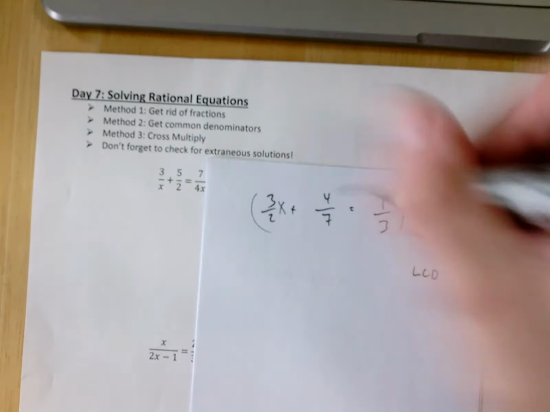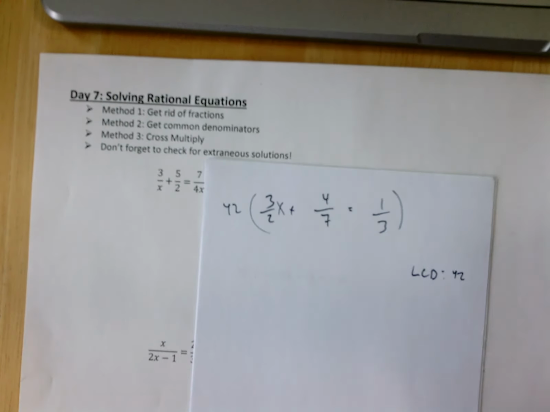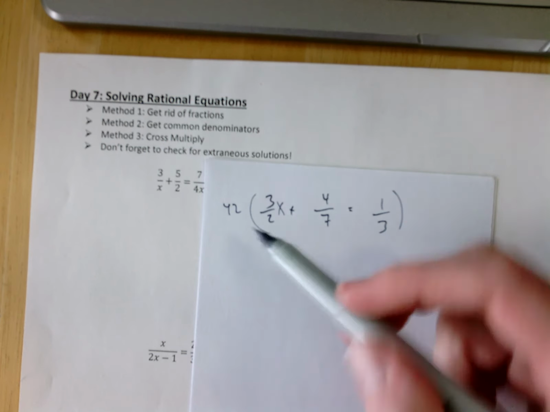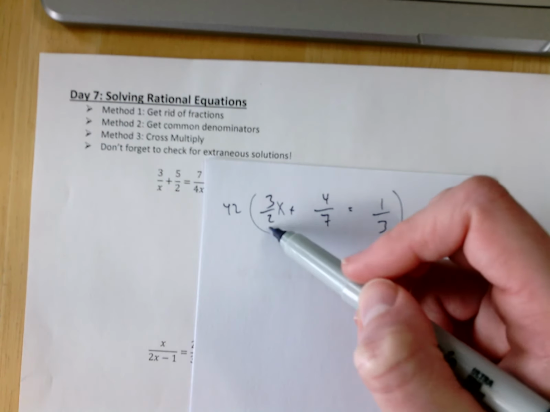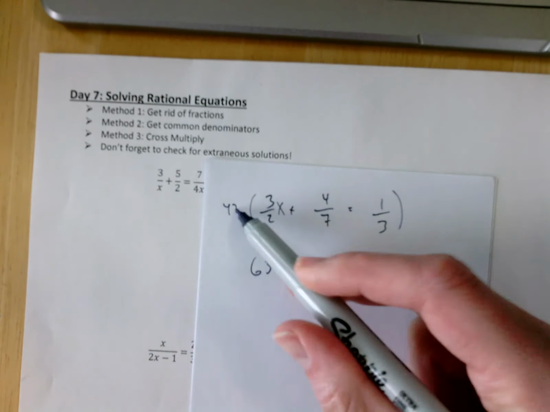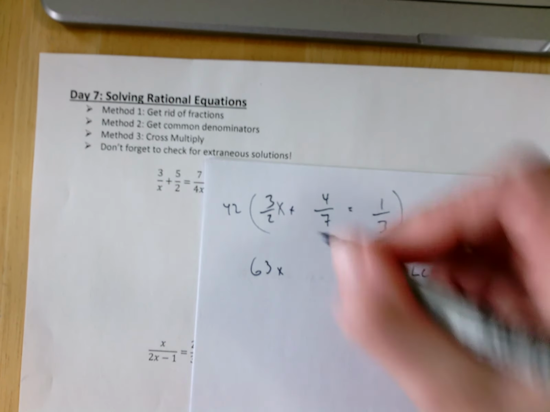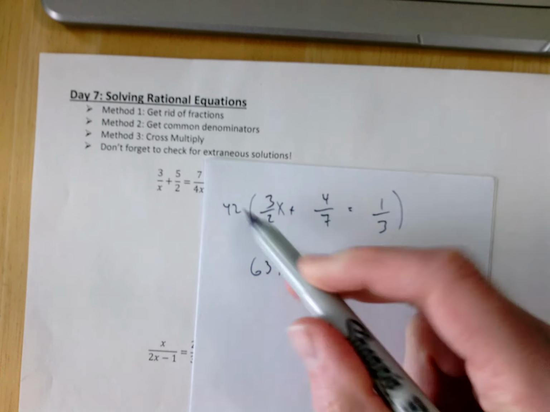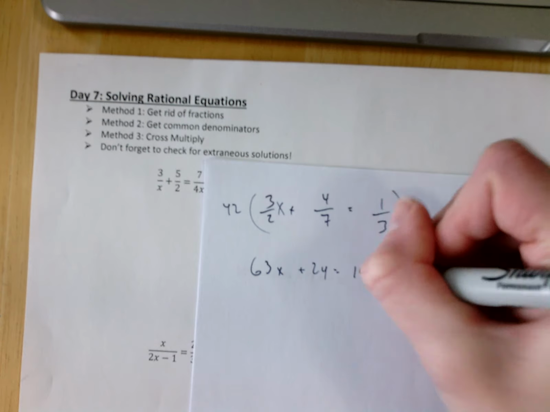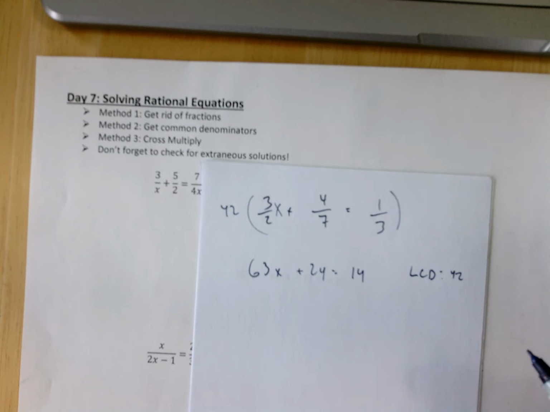So multiply the entire equation by 42, and that'll give you something where you're not going to have any fractions left, right? You could do 42 divided by 2 is 21 times 3, so that would be 63x. 42 divided by 7 is 6, so 6 times 4 is 24. And then 42 divided by 3 is 14, and then you could solve that equation from there. Okay, so that's method one. Method one is just get rid of your fractions and then you'll be able to solve that like normal.